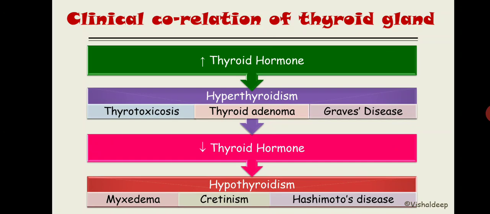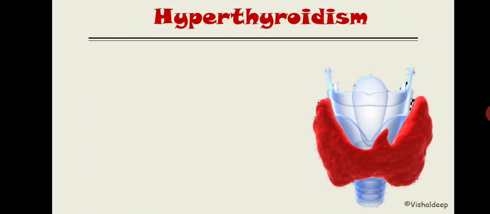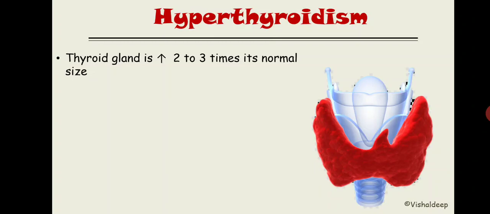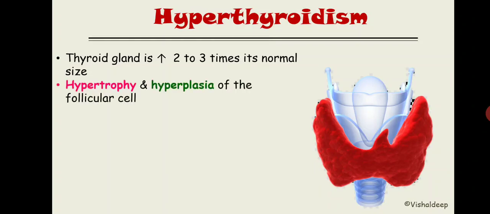Got it? Now let's start our discussion with hyperthyroidism. What happens in hyperthyroidism? The thyroid gland will increase 2 to 3 times its normal size. There might be hypertrophy or hyperplasia of the follicular cells. So there are two words. One is hypertrophy, another one is hyperplasia.